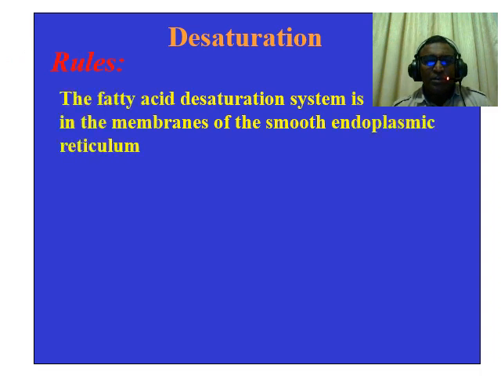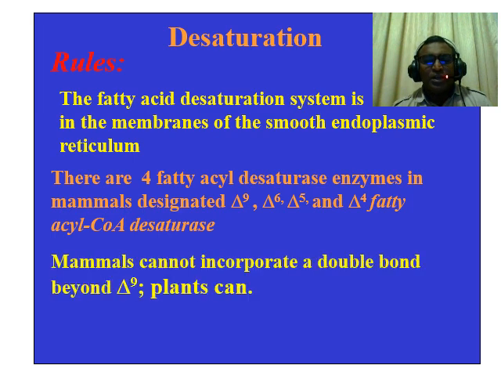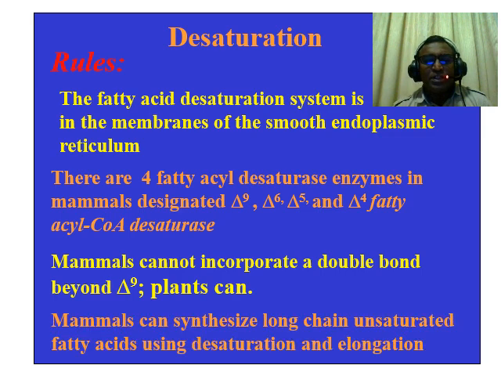Here is shown the desaturation, what needs to be done. Basically, you need the smooth endoplasmic reticulum membrane, where the desaturation takes place. And then mammals unfortunately only have desaturase for positions 4, 5, 6 and 9. Beyond that it's not found. Therefore it has to be called an essential fatty acid and obtained from diet instead.